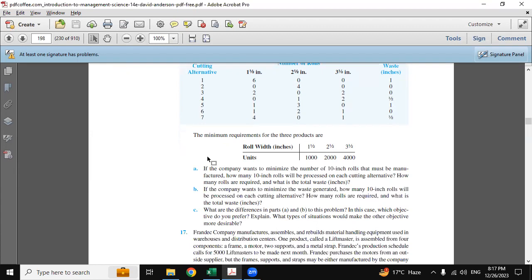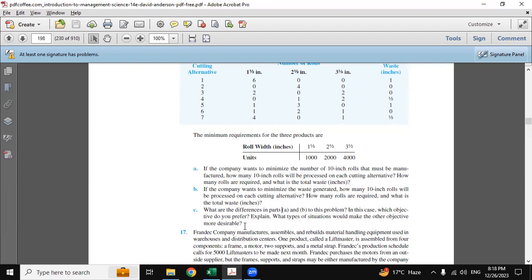So the first part provides us that if the company wants to minimize the number of 10-inch rolls that must be manufactured, how many 10-inch rolls will be processed on each cutting alternative, and how many rolls are required, what's the total waste. And then again in the second part, they are asking the company wants to minimize the waste generated, how many 10 inches rolls will be processed for each cutting alternative, how many rolls are required, and what's the total waste.